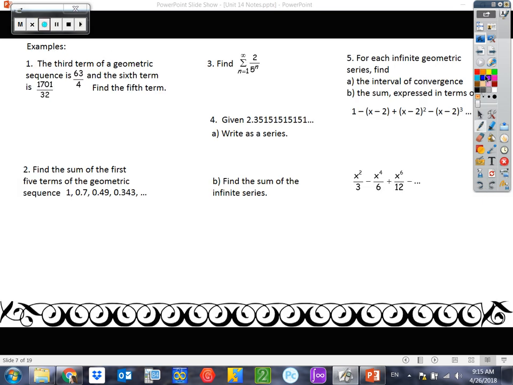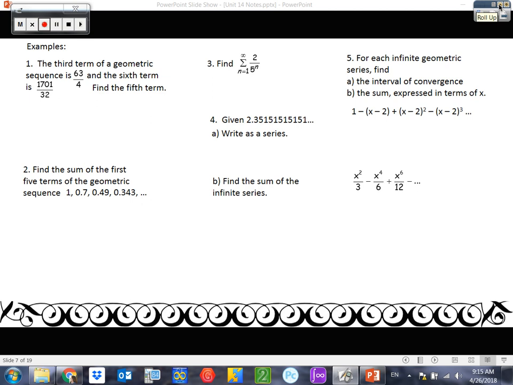Actually takes just a little bit. This lesson is a little bit longer than the normal lesson because there's a lot going on here. So let's start with the first one. We have the third term of a geometric sequence is 63 fourths, and the sixth term is 1701 over 32. Find the fifth term.